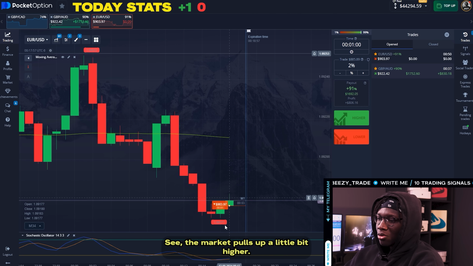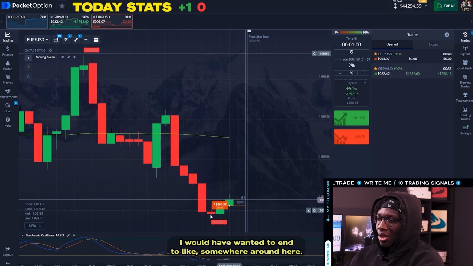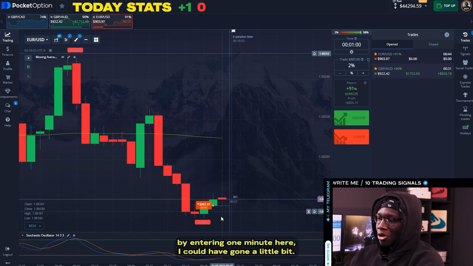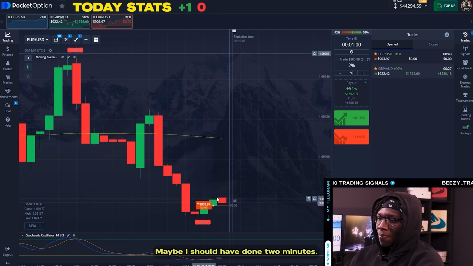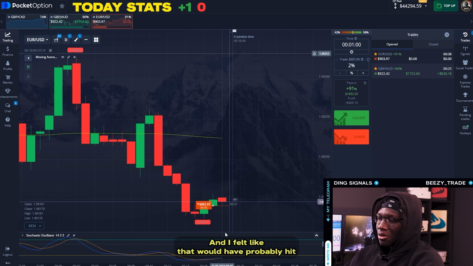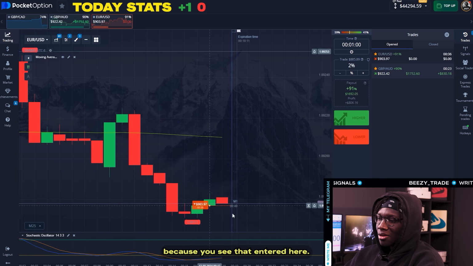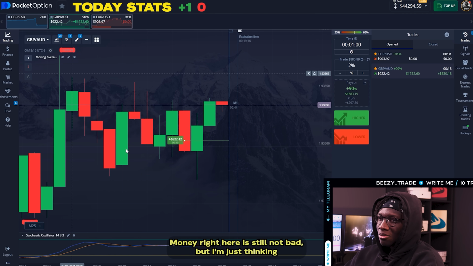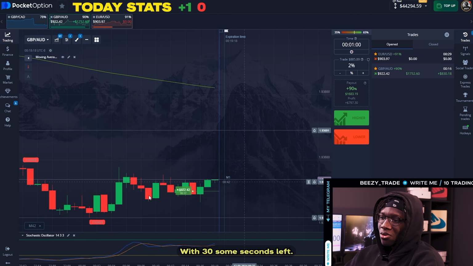See, the market pulls up a little bit higher. I would have wanted to enter somewhere around here. That would have been a great point to enter. By entering 1 minute here, I could have gone a little bit. Maybe I should have done 2 minutes. And I felt like that would have probably hit. Because you see, if I had entered here, that would have been gold money. But right here is still not bad, but I'm just thinking it's a little bit more risky with 30-something seconds left.